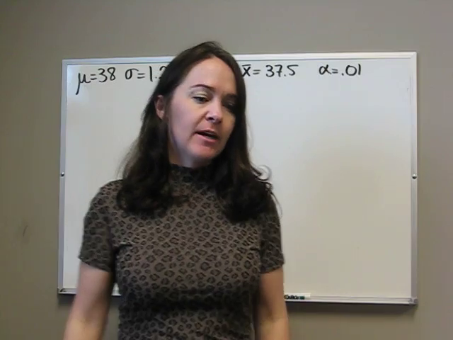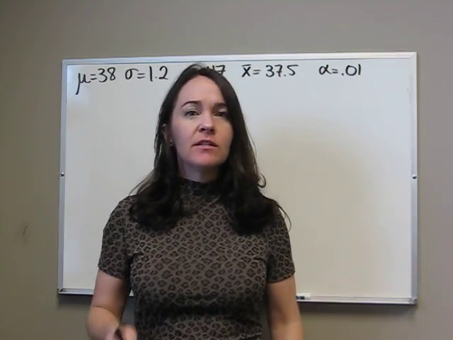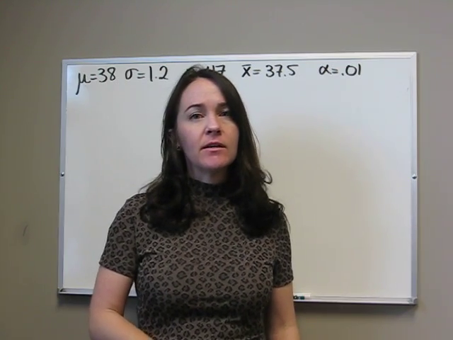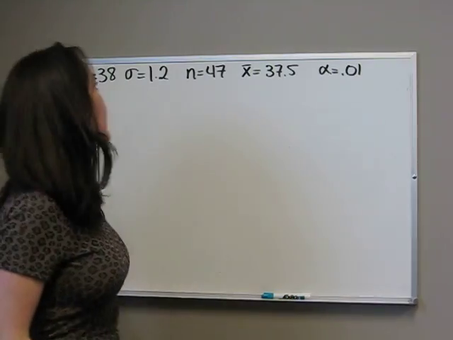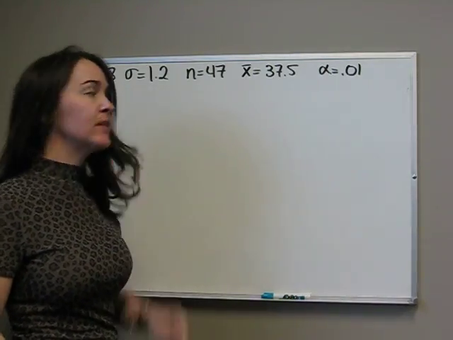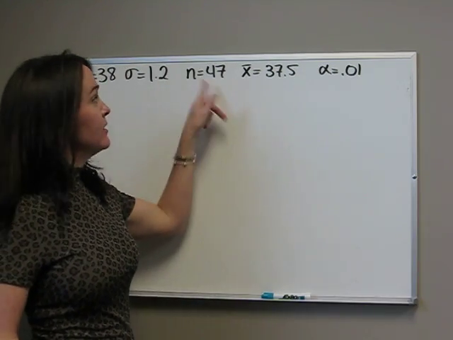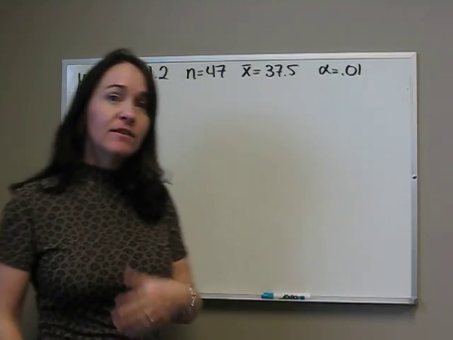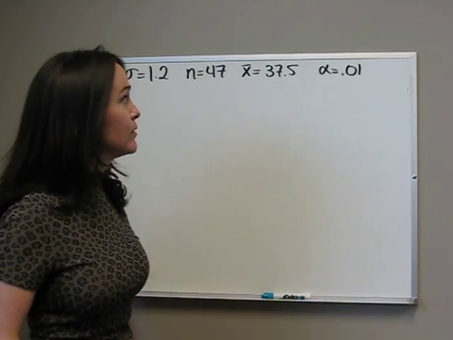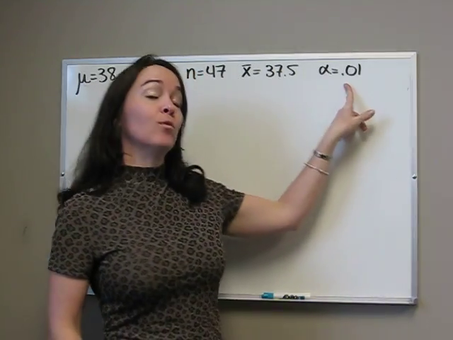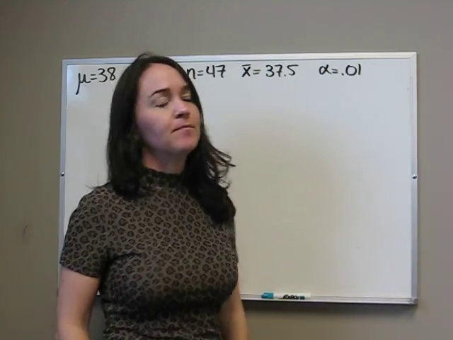Alright, this video is about finding the hypothesis test for a one population mean. The scenario that we're going to work on is that the assembly of all four toruses takes about 38 hours, so that's mu, with a standard deviation of 1.2 hours, sigma. A sample of 47, there's our n, of assembly times of the four toruses ended up being 37.5 hours. We want to test at the 1% significance level whether the time has decreased.